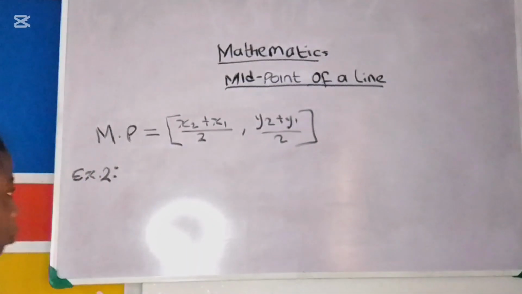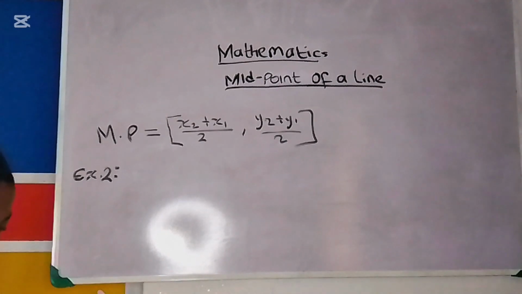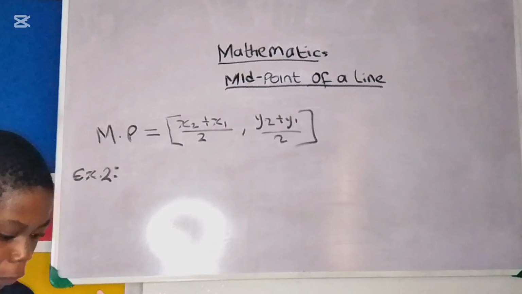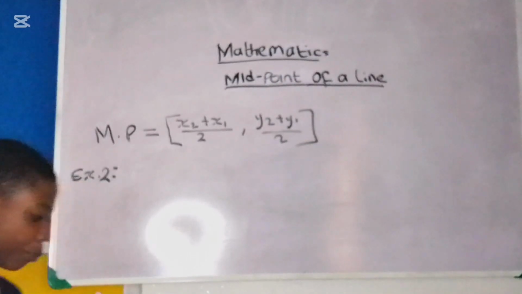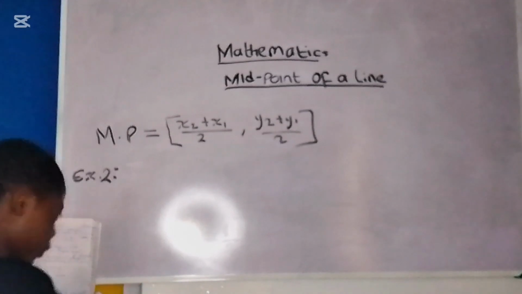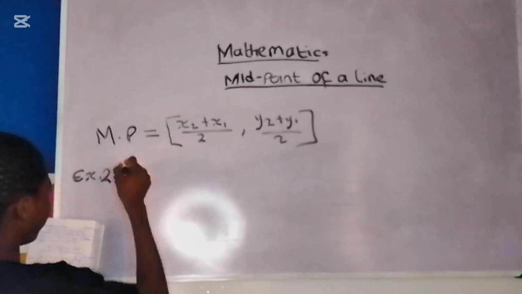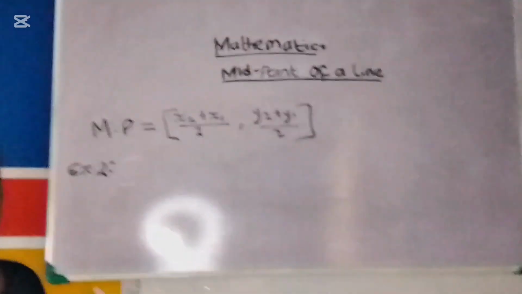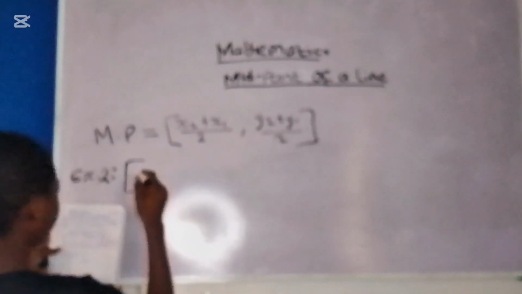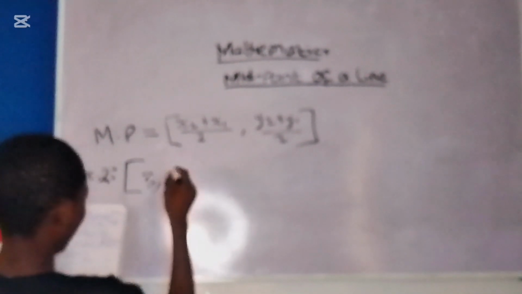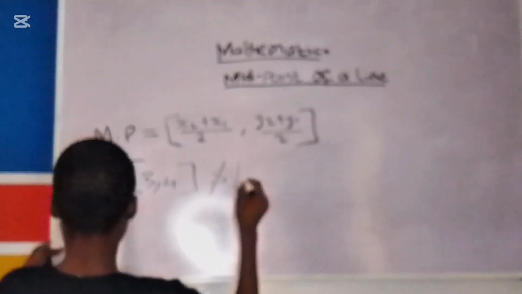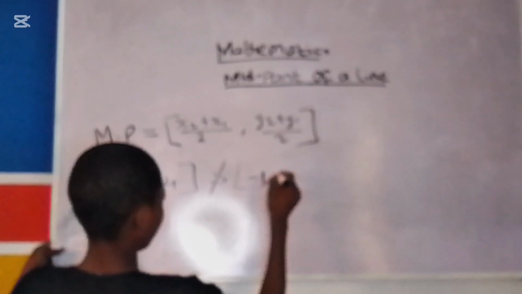Now let's take the second question. The second question says, find the coordinate of the midpoint of a line joining the following pairs of points. And the goal is simple. So these are the figures: 3, 4, and -1, -2.